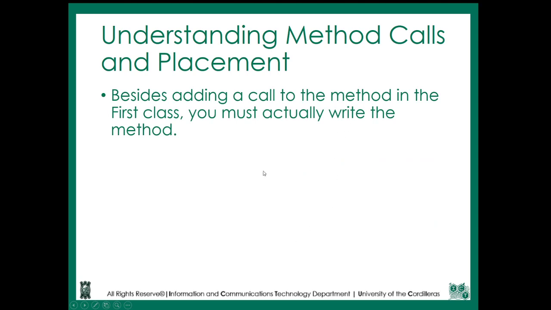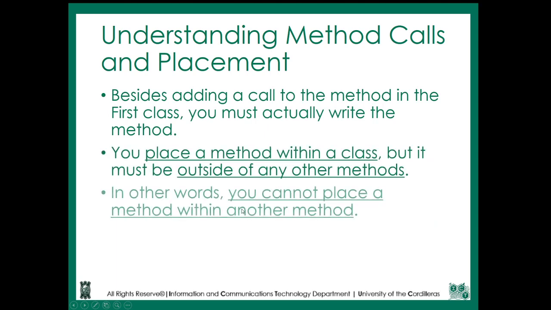Besides adding a call to the method in the First class, you must actually write the method. You have to place a method within a class. Just like what we have seen earlier, you have here the public class First, followed by the main method. The main method is an example of a method. You can add another method, but it must be outside of any other methods as well. What does it mean? Later on I'll be showing you some more examples. In other words, you cannot place a method within another method.